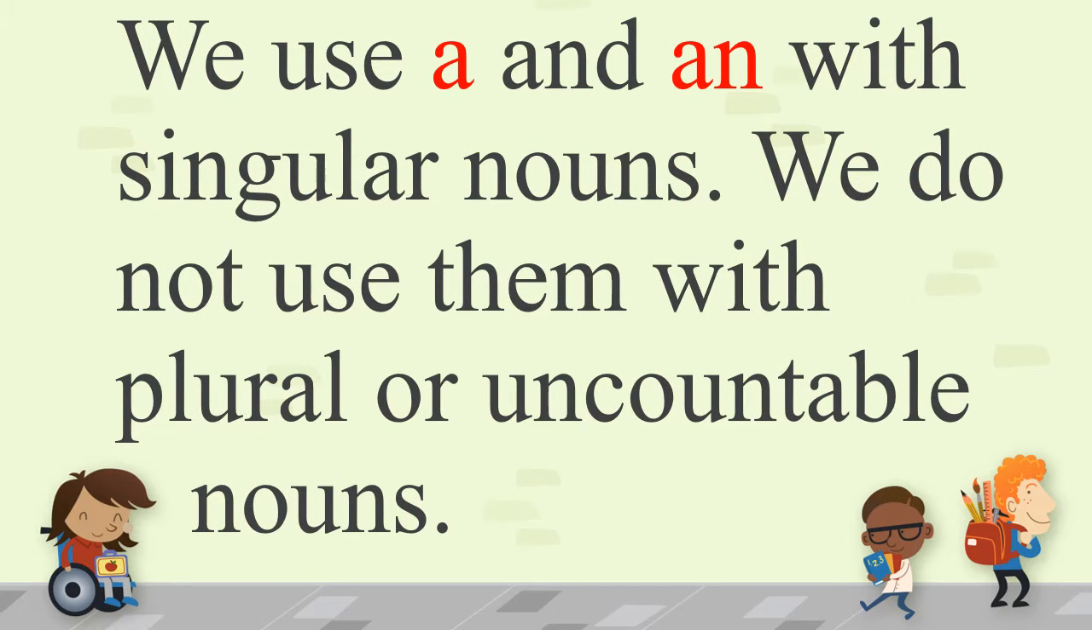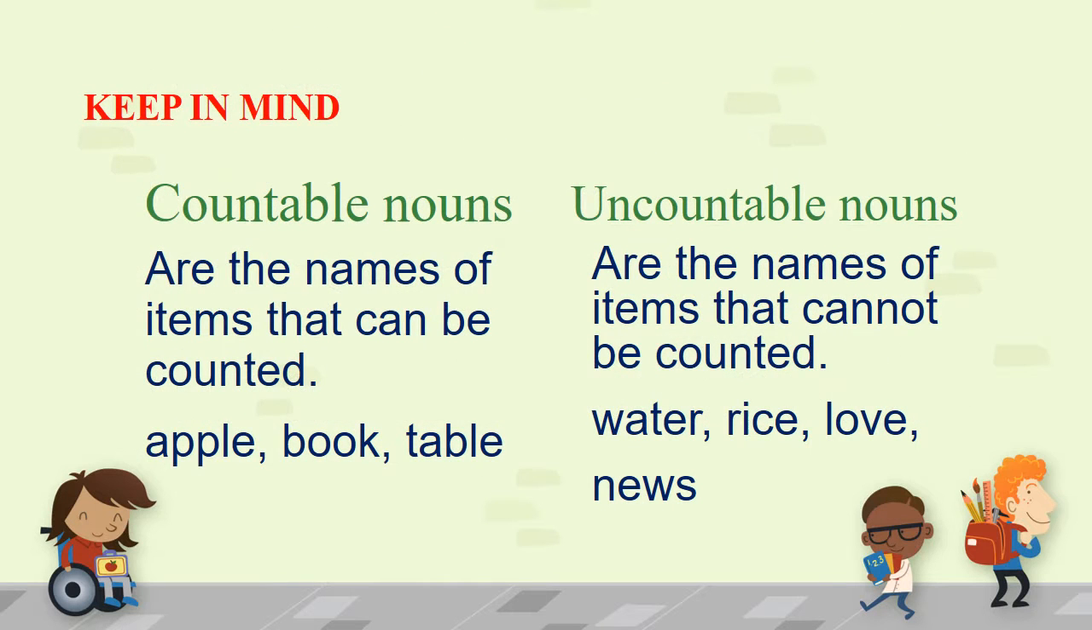We use a and an with singular nouns. We do not use them with plural or uncountable nouns. For example, we say a dog. We do not say a dogs. So, wherever there is a singular noun, we use a or an. We use a and an with countable nouns.